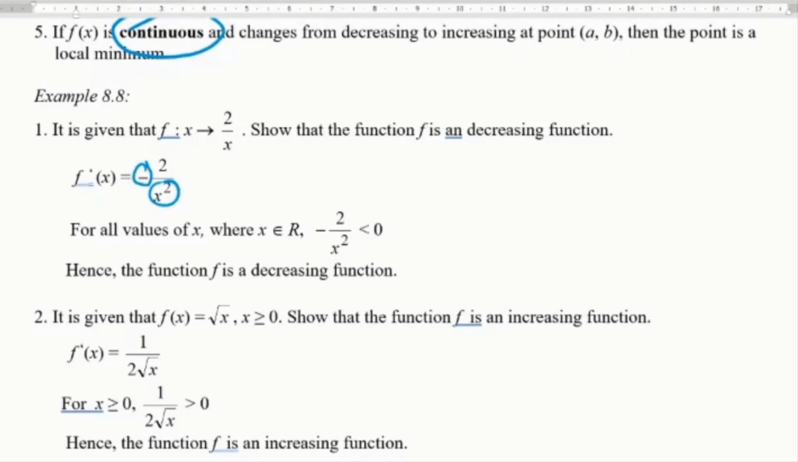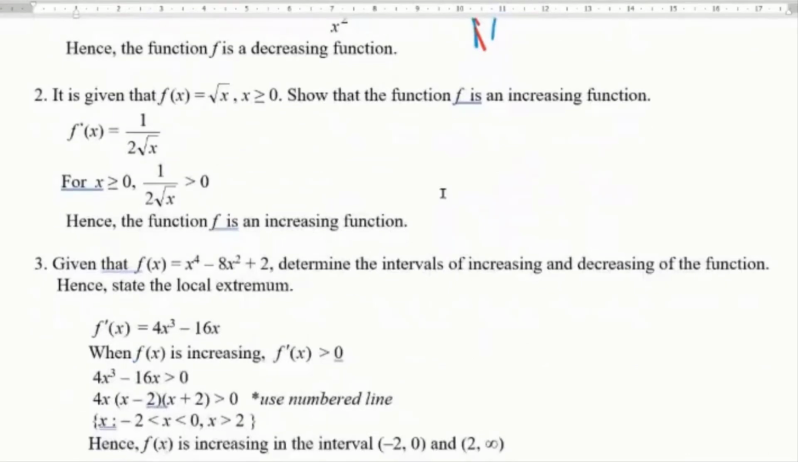Or if you look at the graph, you can see already. The graph is like that. So the tangent is like this. This is a tangent, and the tangent is always this way. From here to here, from here to here, the tangent always goes downward, from left to right. So the whole graph is decreasing.